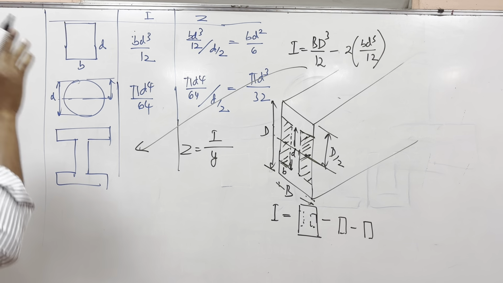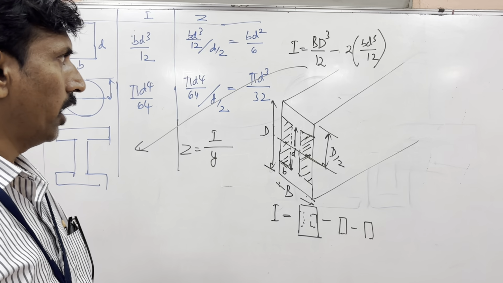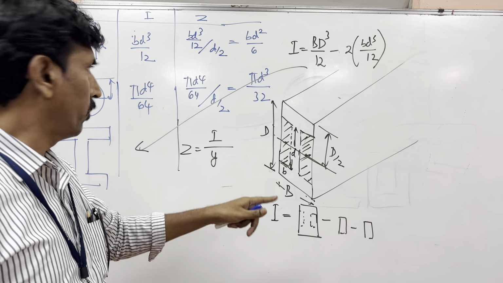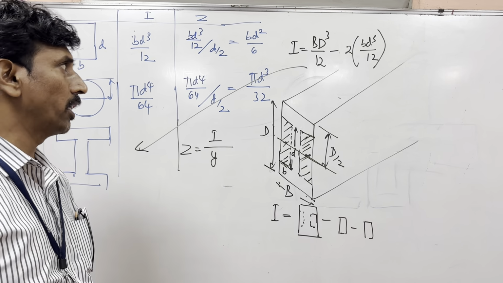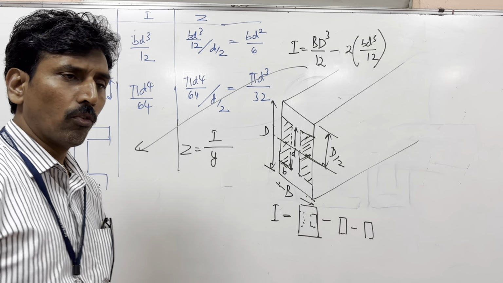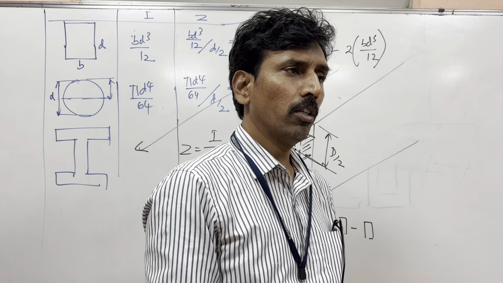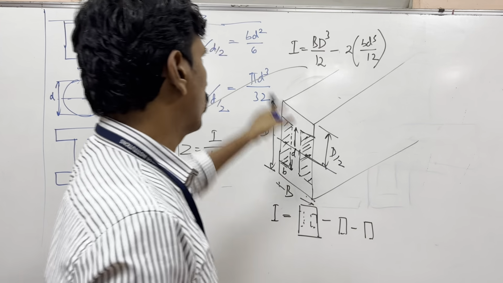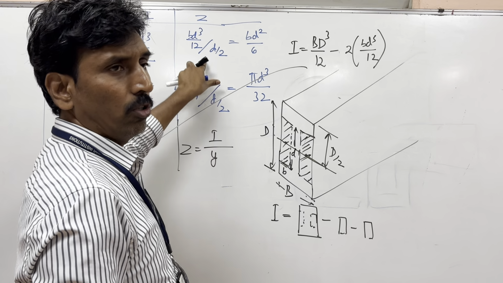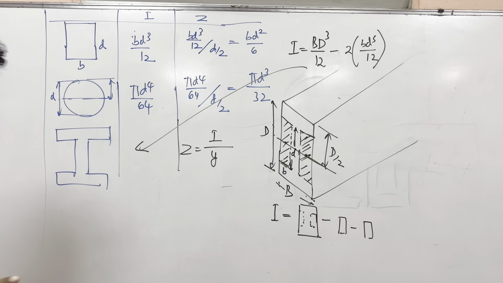Okay, so like this you try to remember and use the value of y for different types of sections, and also use this value of Z. Z refers to the section modulus. This will be useful when you are dealing with different types of sections. Which section is better? Just look at Z. If the value of Z is good, then the beam can take more load.